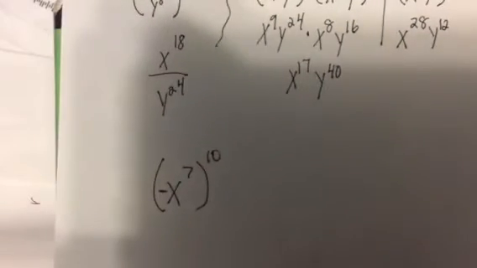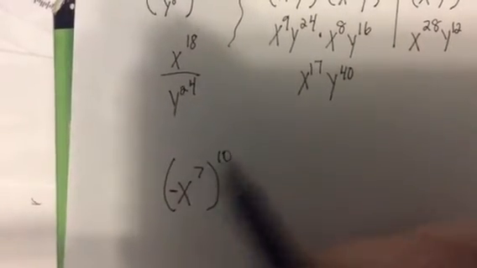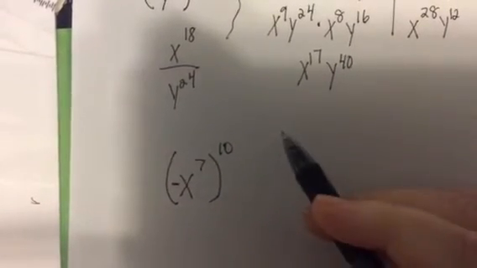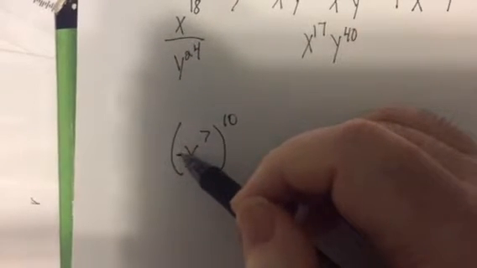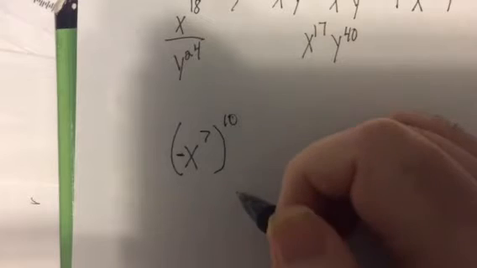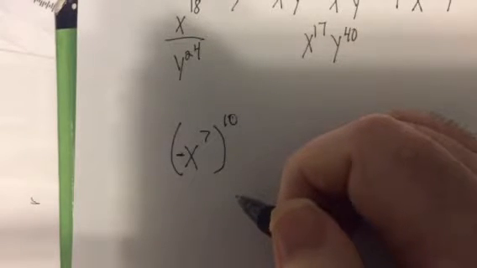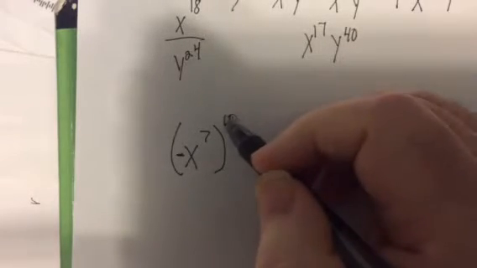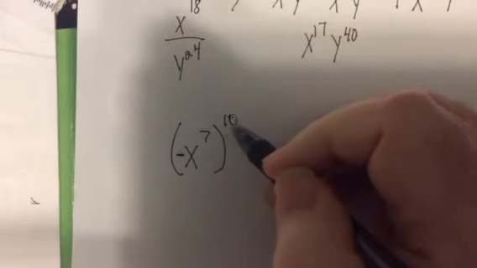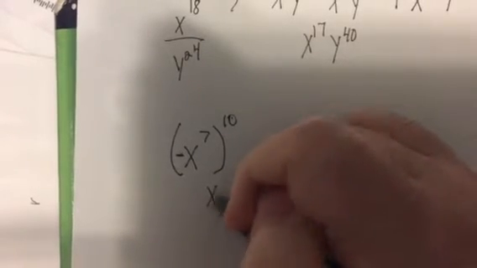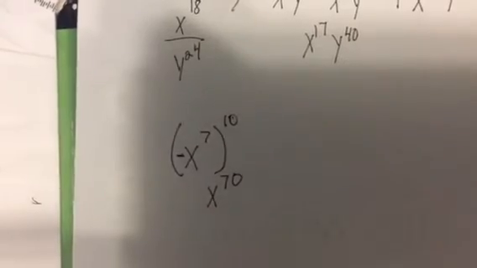When you raise a product to a power, you raise both to that power. Good. Then this last one, hurry up, figure out. So a negative raised to an even power, that means you have 10 negatives. So the answer is positive. If this was an odd number, that means an odd number of negatives, and that means negative. And this would be x to the 70th.